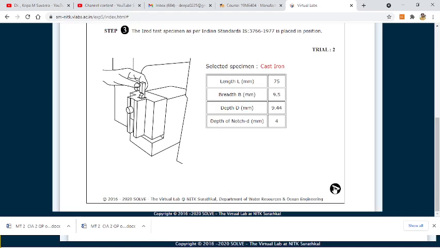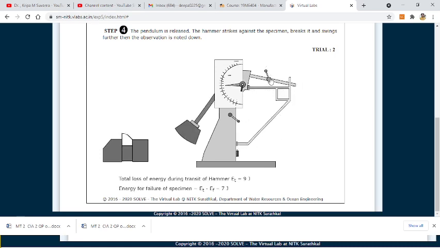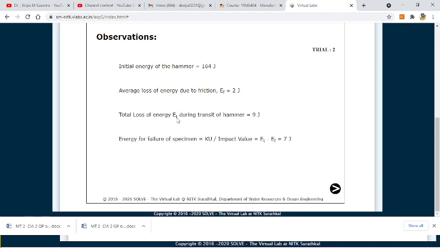So this is our second trial. The length, breadth, depth and depth of notch is specified here. So again we will click here so that the hammer strikes against the specimen. Then we can see the total loss of energy during transit is 9 joule and energy for failure is 7 joule. So the observation is energy for failure of specimen is 7 joule.